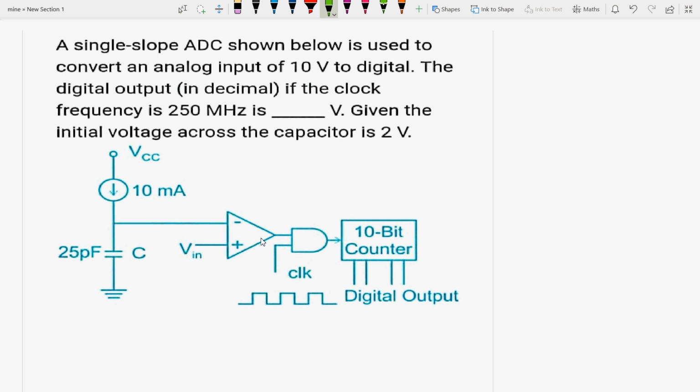This is V minus, the inverting input. This is the non-inverting input. So V minus is equal to VC, the voltage across the capacitor. Initially VC is equal to 2 volt and V input is equal to how much? V input is 10 volt, it is given here. So it is 10 volt.